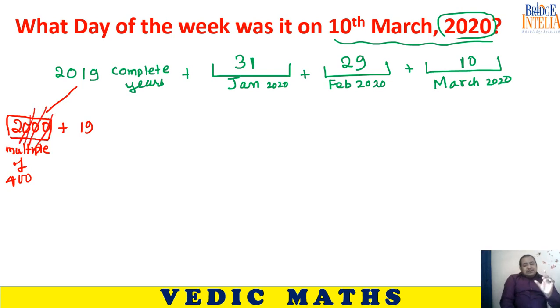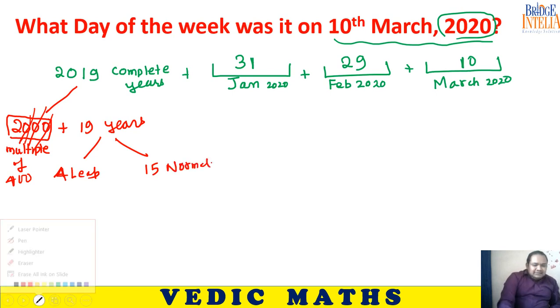So we are bothered only about extra days, and we already know that 2000 is a multiple of 400, and multiples of 400 give no extra days. So why calculate? Why waste time? So remove that entirely. So 19 years. Let's first calculate how many extra days we get from here. So 19 years will have 4 leap years and the remaining 15 are normal.